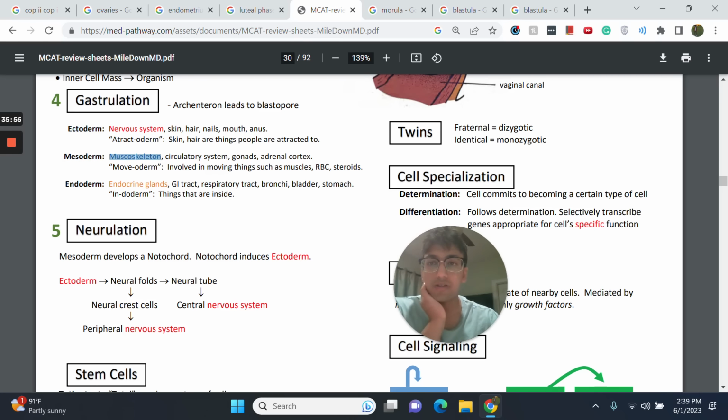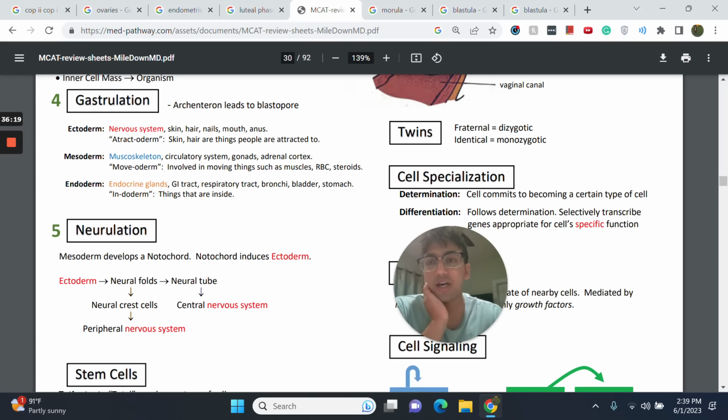Mesoderm is your musculoskeletal system, your circulatory system, gonads, adrenal cortex. How I remember this is that these are the things responsible for movement, like the musculoskeletal system, the circulatory system, so like all your blood and everything, your gonads, your adrenal cortex, which makes those steroids, right? Those are all kind of movoderm things. That's how I remember it.